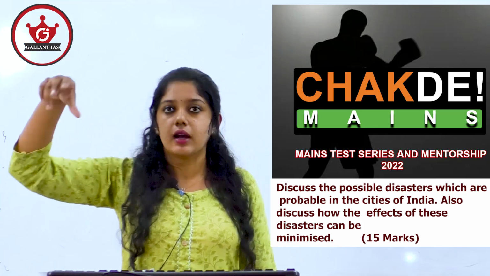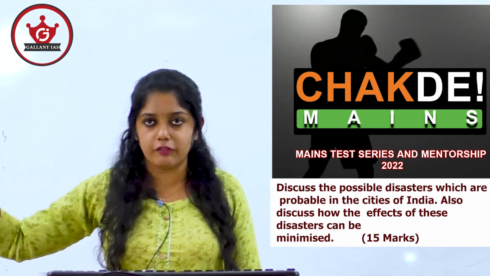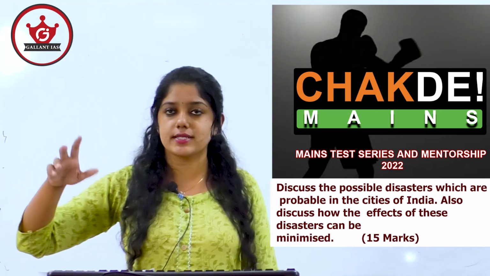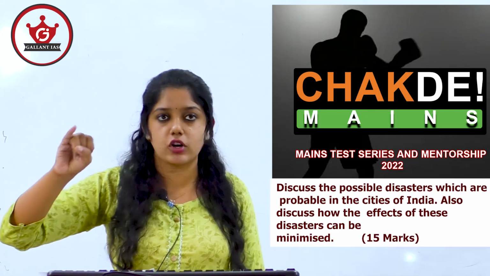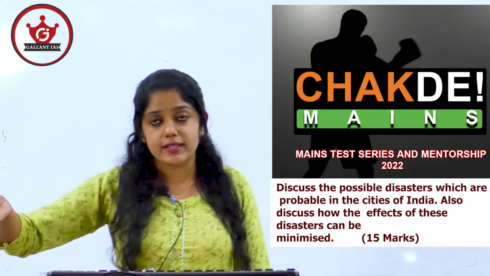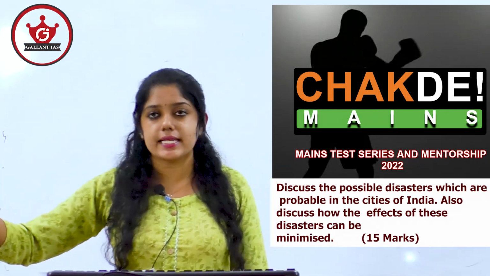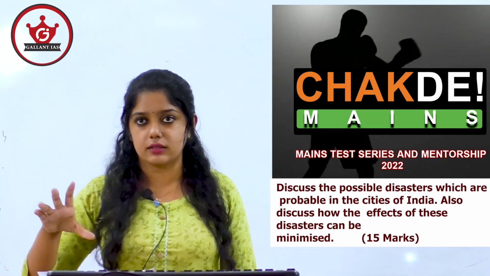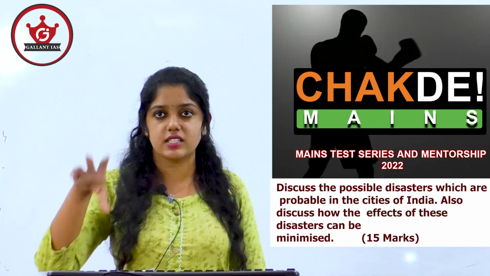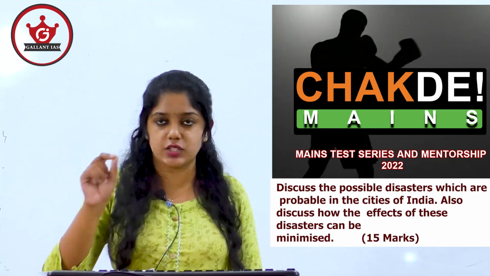So introduction is there, body is there, conclusion you have to write, and this is the general structure. What is the structure? First, you have to write the possible disasters and what are the effects caused by these disasters and how the effects can be minimalized, and lastly the conclusion. This is the structural aspect. Is it clear, the structural aspect? You have to write the effects, very important.